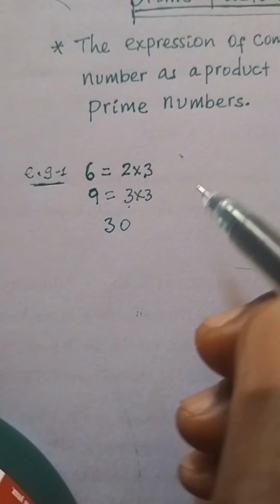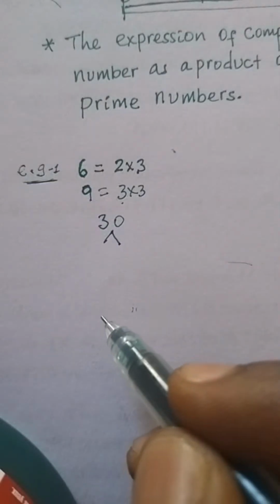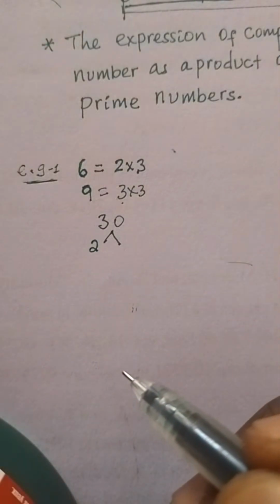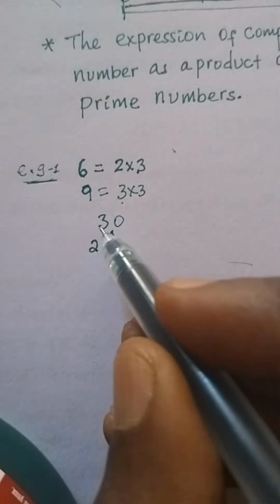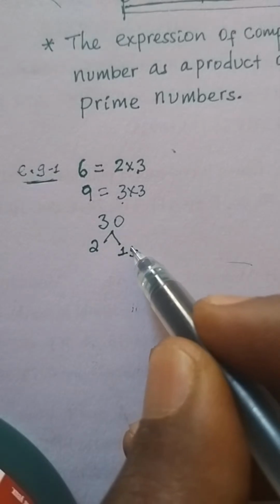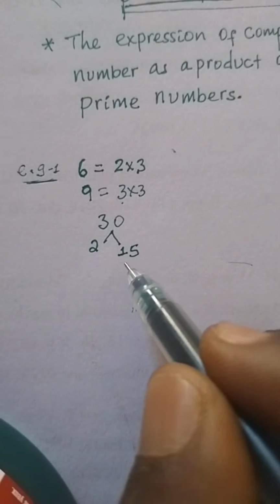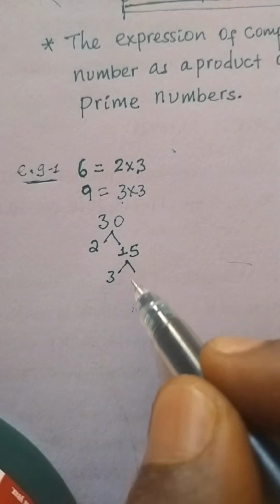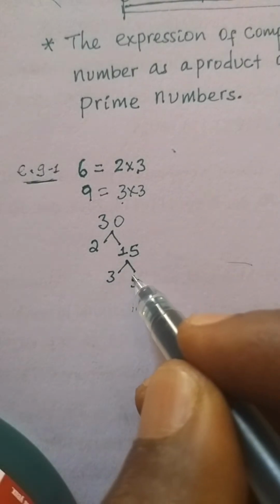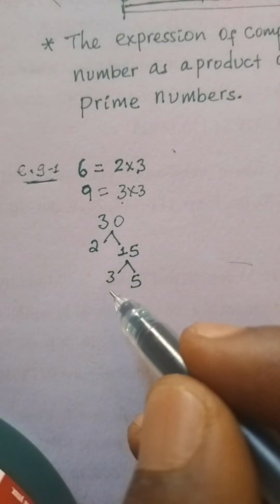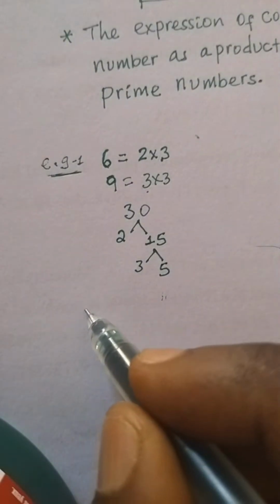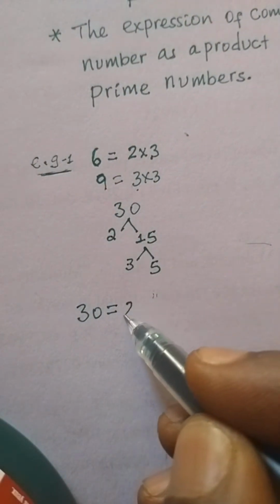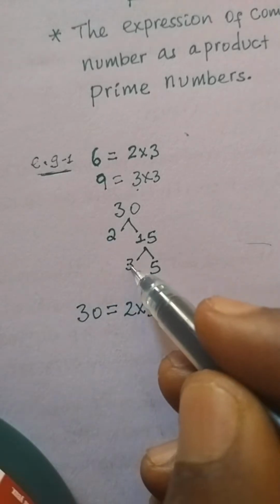To express 30 as a prime factorization, first you have to divide, starting from the smallest prime number, which is 2. So 30 divided by 2 is 15. Is 15 divisible by 2? No. So we move on from 2 to 3. 15 divided by 3 is 5. These are all prime numbers. So 30 can be expressed as 2 times 3 times 5.